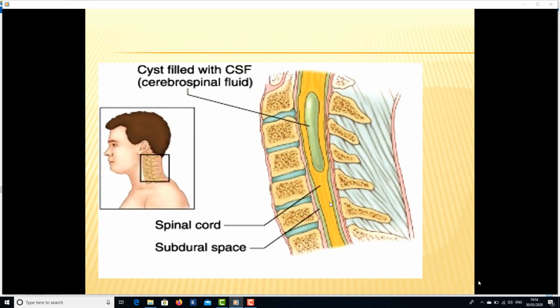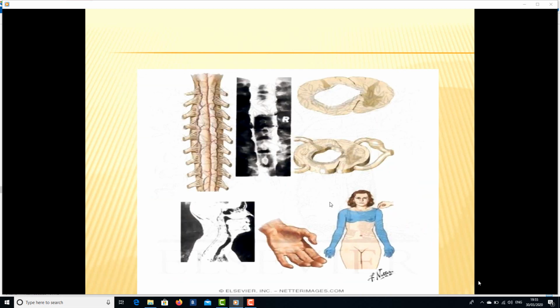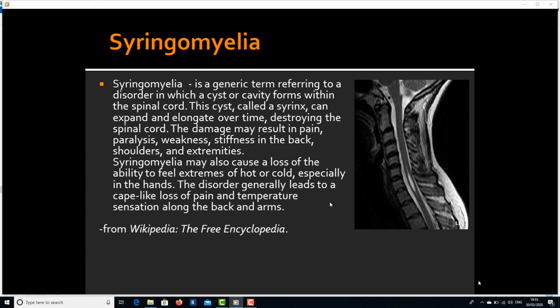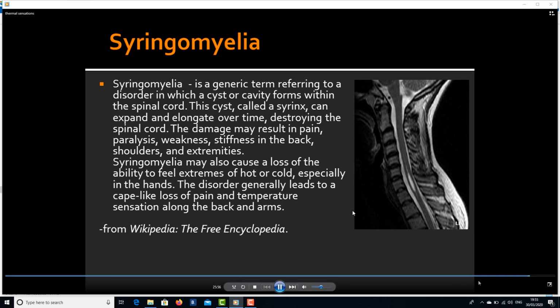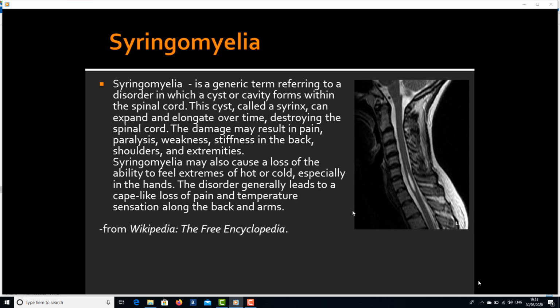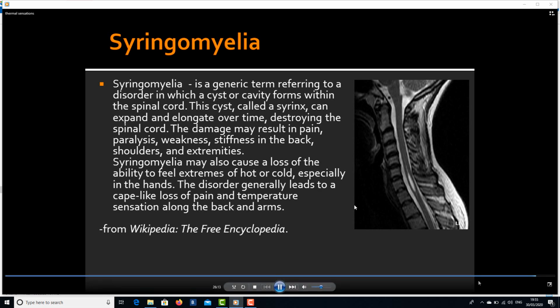You can see there is a formation of a cyst filled with cerebrospinal fluid. Syringomyelia is a generic term referring to a disorder in which a cyst or cavity forms within the spinal cord. This cyst, known as a syrinx, can expand and elongate over time upwards to the brainstem, known as syringobulbia. The damage may result in pain, paralysis, weakness, stiffness, and it can cause loss of the ability to feel extremes of hot or cold, especially in the hands. And it has the cape-like loss of pain and temperature.